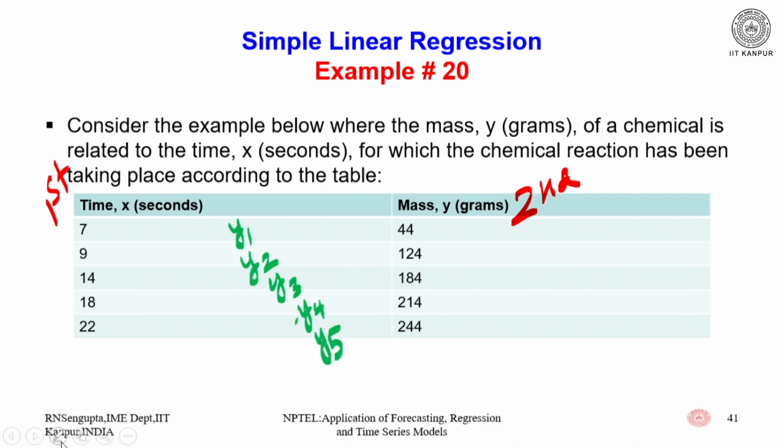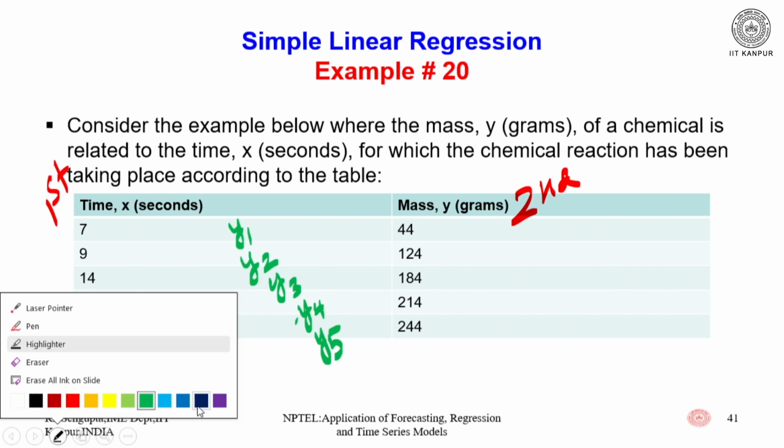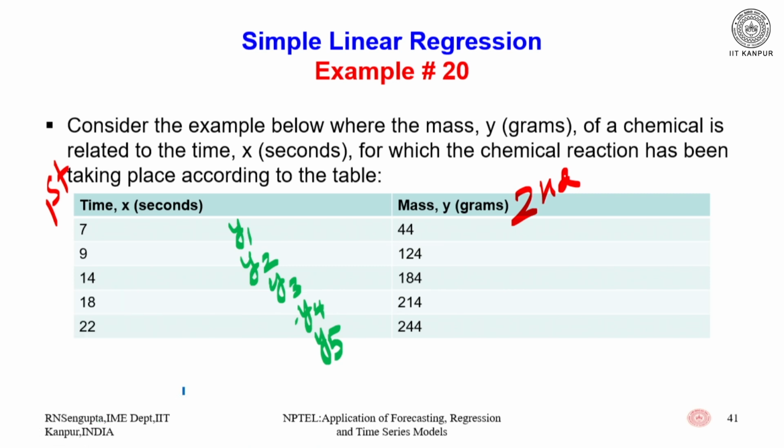The corresponding values of x would be, x 1 would be 44, x 2 would be 124, x 3 would be 184, x 4 would be 214, and x 5 would be 244. So, given this data set, technically n is equal to 5. So, based on that we will solve it.